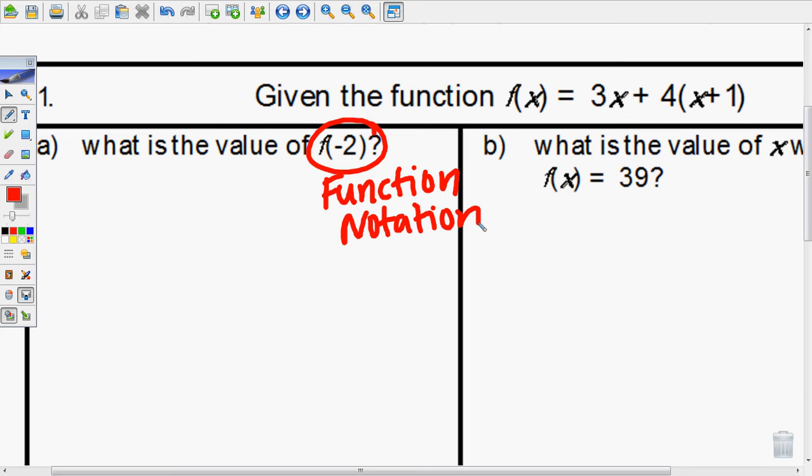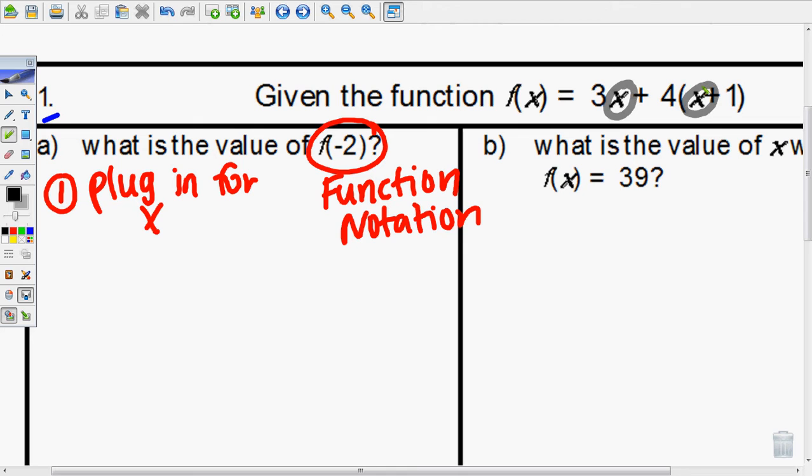Before we solve, we're going to do what? Plug it in. Good job. So before we solve, we're going to plug in for x. So step 1 is to plug in for x. So what am I plugging in for x? Negative 2. So wherever there is an x in my function, I'm going to put a negative 2. So there are 2 locations where I'm going to put a negative 2.